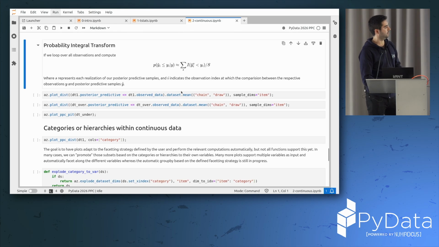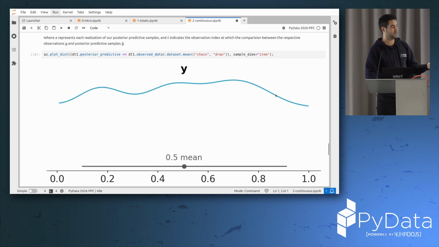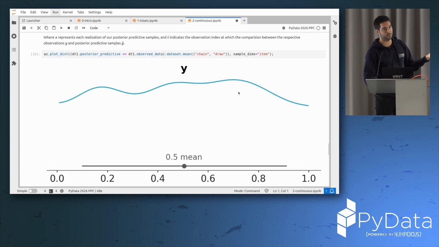And so here is how we would compute it. So we take posterior predictive, smaller or equal than observed data. Then we take the mean over chain and draw. And then if we plot the distribution over all the different observations that we have, this will be more or less a uniform distribution. The main caveat that you will see is that, yeah, this looks kind of uniform, but how uniform is uniform enough?